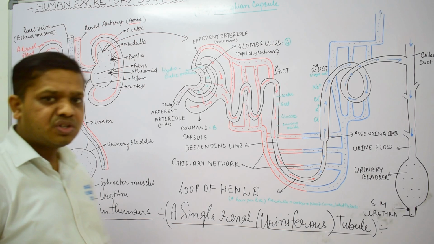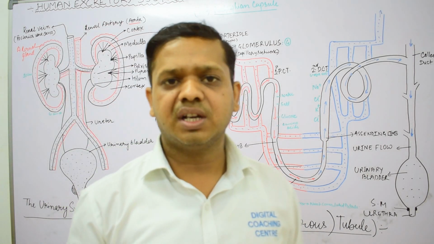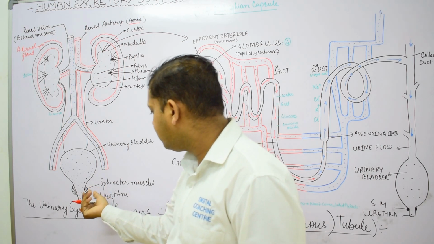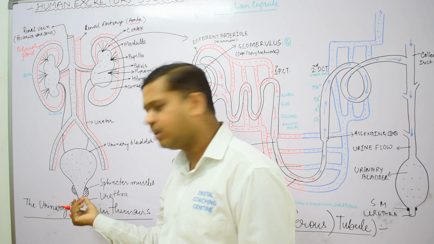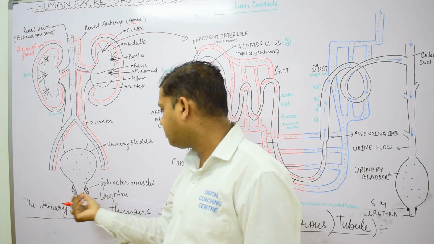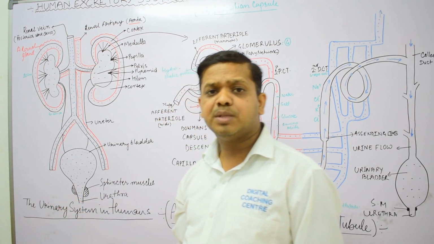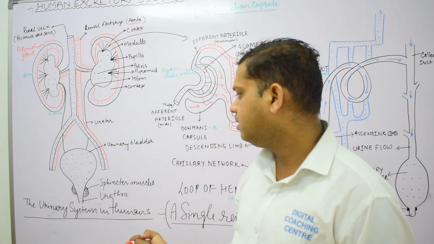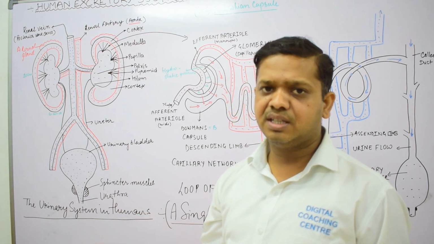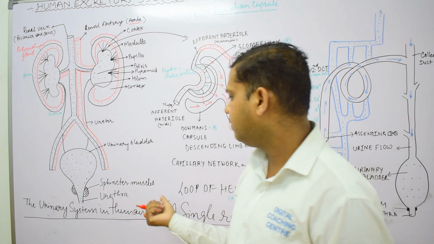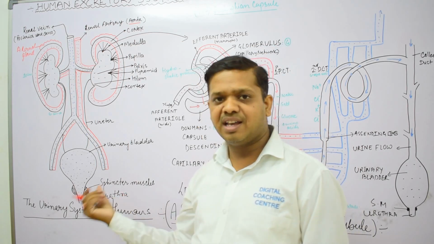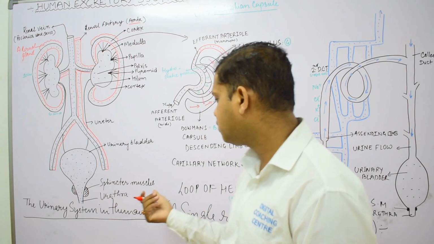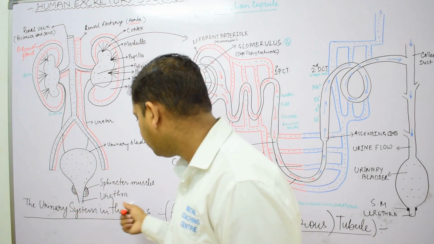It is joined to the urinary bladder. The urinary bladder is a pouch-like structure where the urine collects after the filtration. At the lower portion of the urinary bladder sphincter muscles are found. Sphincter muscles are those muscles which help in contraction or relaxation of the urinary bladder, so that urination can take place with the help of the sphincter muscles.